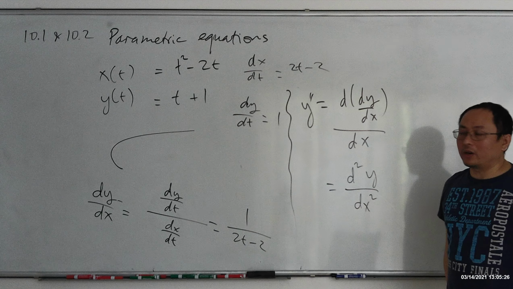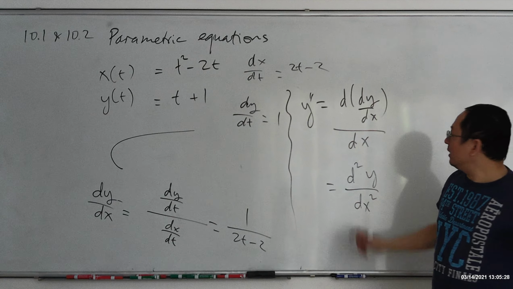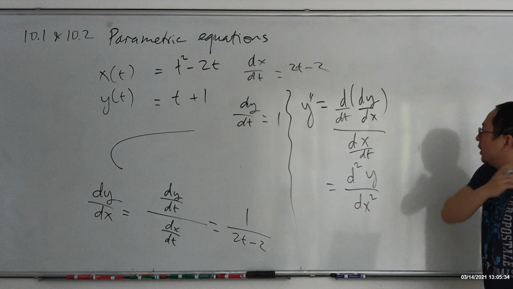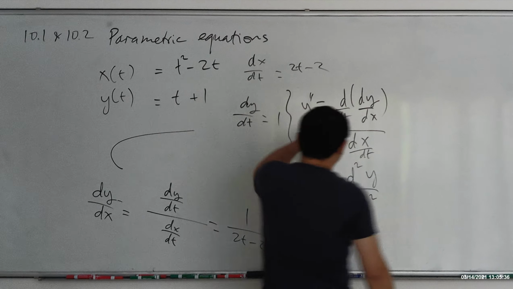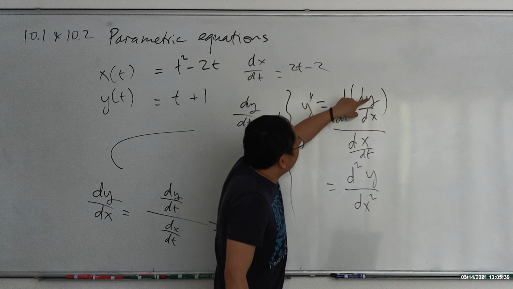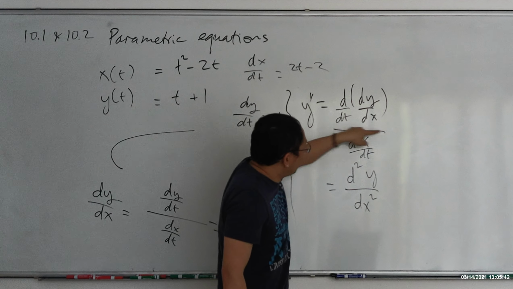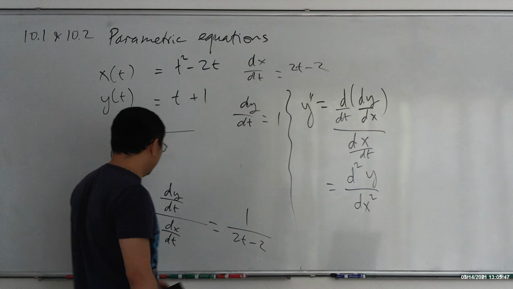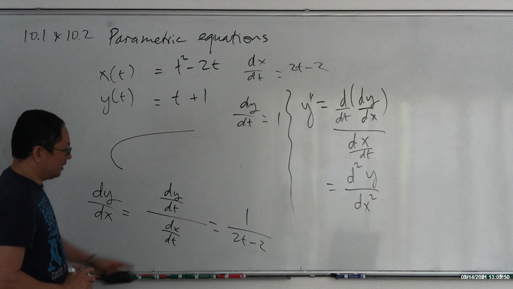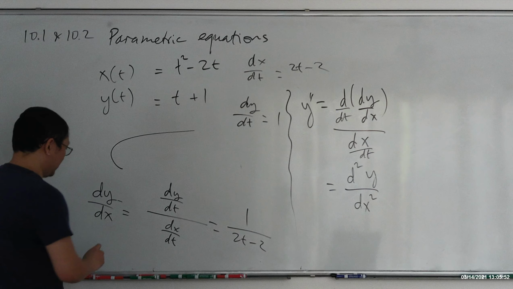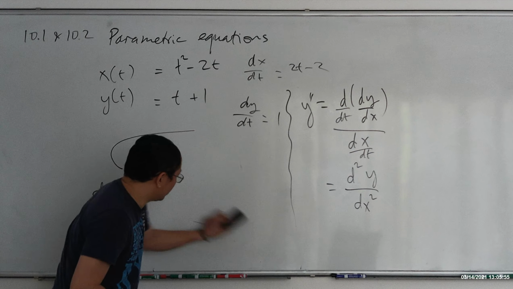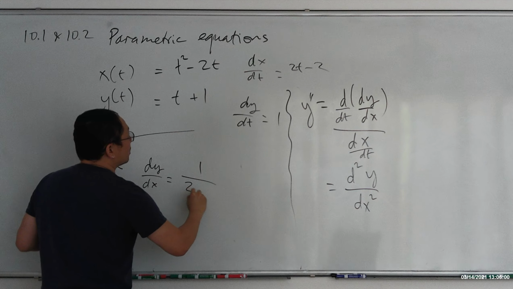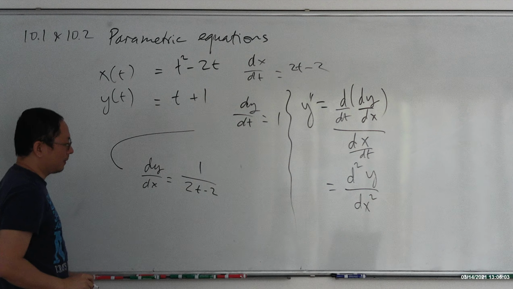Okay? So how do we calculate this in terms of parametric? Same idea. We introduce the dt on both numerator and denominator. Okay? And this means you take the derivative of dy over dx with respect to t, and you divide it by dx with respect to t. Then you have the second derivative. Okay? So this is my dy over dx, right? The derivative of this is what? Let me rewrite it here so I have more room to write. dy over dx is 1 over 2t minus 2, right?